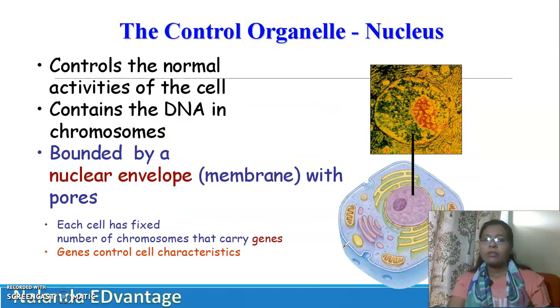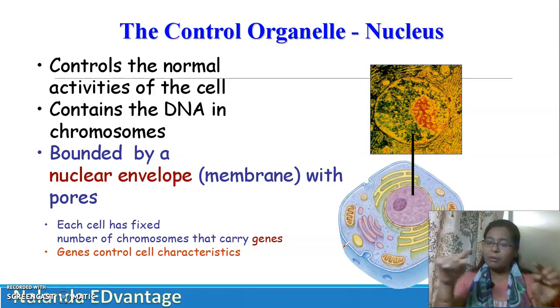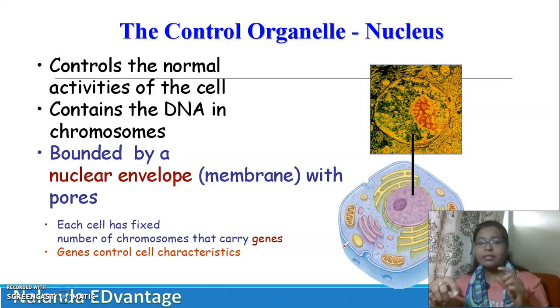Now, the next part is your nucleus. It is known as the control organelle. It controls the normal activities of the cell. It contains DNA in the chromosomes and it is bounded by a nuclear envelope. जैसे कि आपका cell membrane bound था, इसको प्रोटेक्ट करने के लिए, similarly आपका nucleus एक nuclear envelope से bound होता है. Each cell has a fixed number of chromosomes that carry genes and they control the cell characteristics.